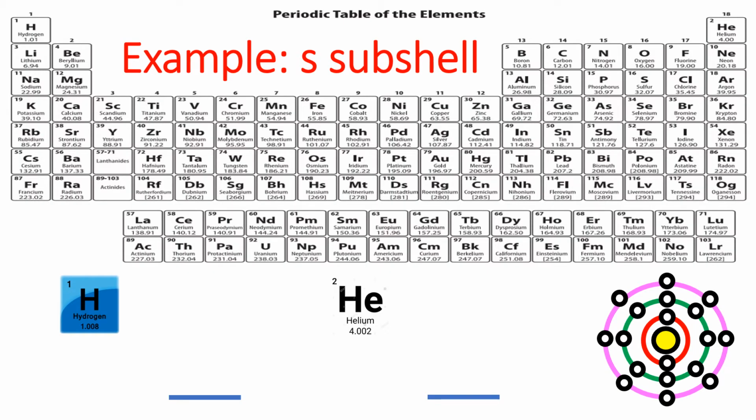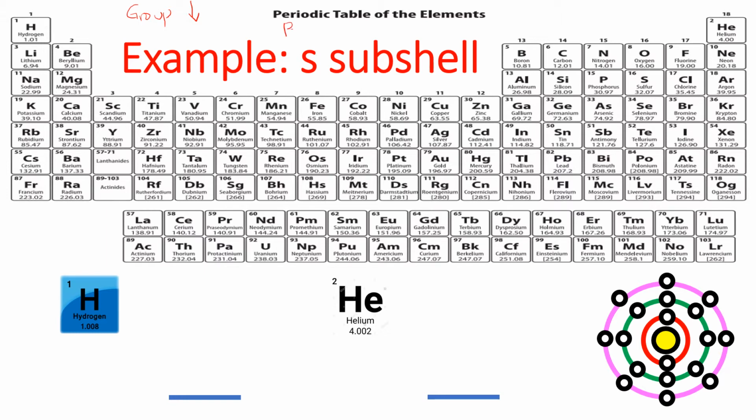So let's begin first with your s subshell. In writing your s subshell, we have to look first at your periodic table, and remember that your periodic table has groups and periods. Once again, if you talk about group, that means from top to bottom. So group 1 is hydrogen, lithium, sodium, potassium, rubidium, cesium, and francium.